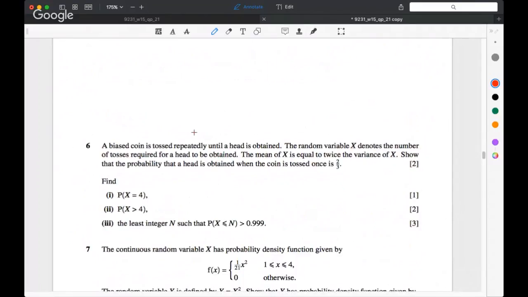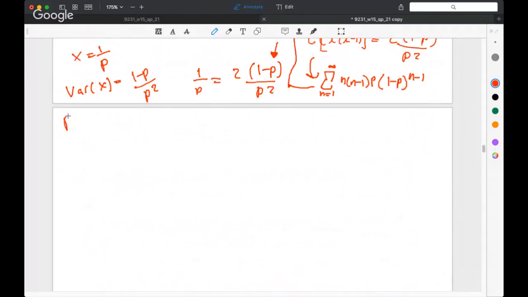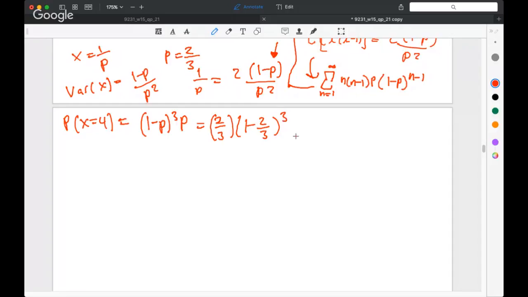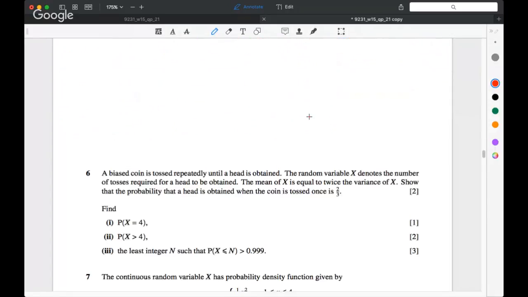You want to find the probability that it takes 4 throws for you to get a head. And that's really simple. How do you get 4 heads? Well, you have to not get heads 3 times. And then on the 4th one, you have to get a head. That's what it is. By the way, this earlier bit gives you p equals 2/3. So it's slightly more likely to get a head. And if you just plug in those numbers, 2/3, 1 minus 2/3 cubed, that gives you 2/81. So that's the probability you get heads on x equals 4.